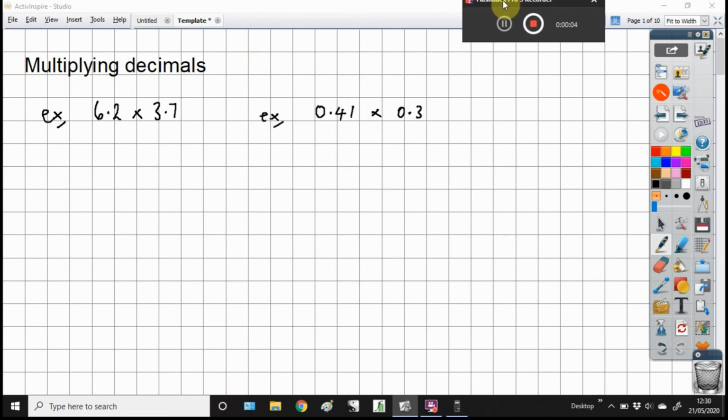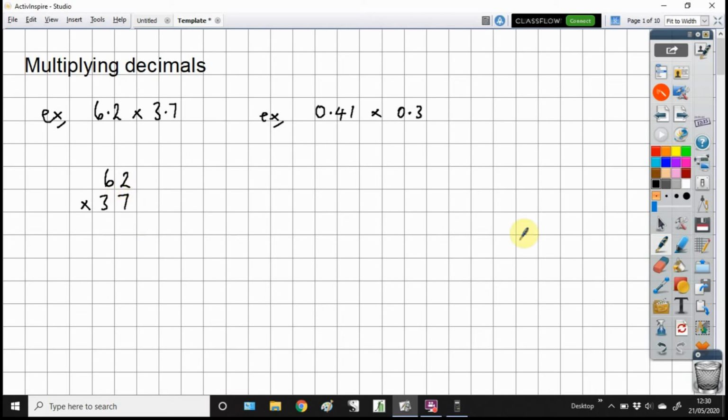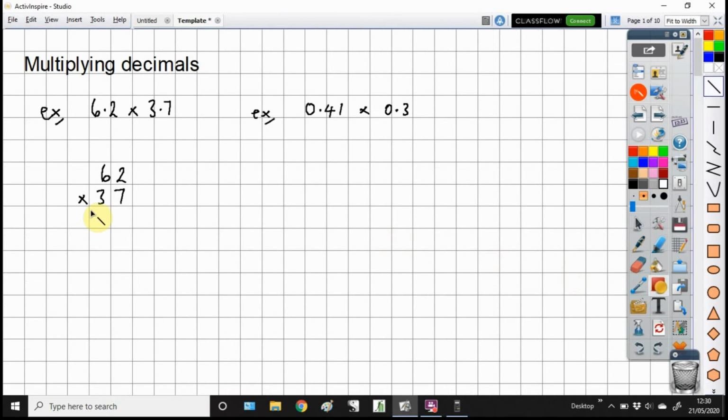Now, today we're going to spend some time looking at multiplying decimals. Multiplying decimals is really quite straightforward. If we look at this example, 6.2 multiplied by 3.7, start by ignoring the decimals completely. 62 multiplied by 37. If you normally do your multiplications in a grid, then by all means do that. The important thing is that you do actually know how to multiply two whole numbers together.